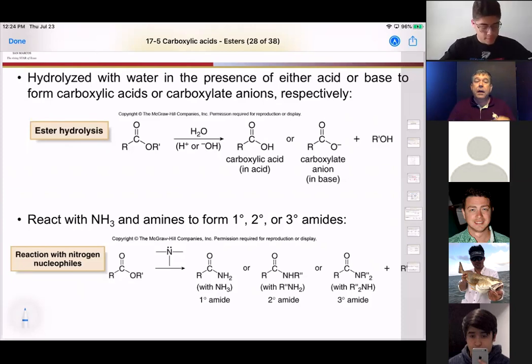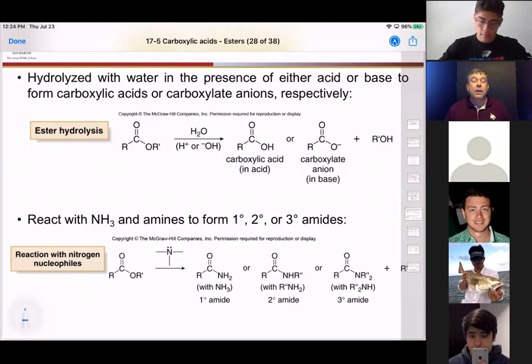In the case of base-mediated hydrolysis, we actually have to have an equivalent of base added, because we're going to end up creating the carboxylate ion. So we typically say it's acid catalyzed hydrolysis, but base mediated hydrolysis, because you need an entire equivalent of the base to drive it to the carboxylic acid salt and the alcohol.